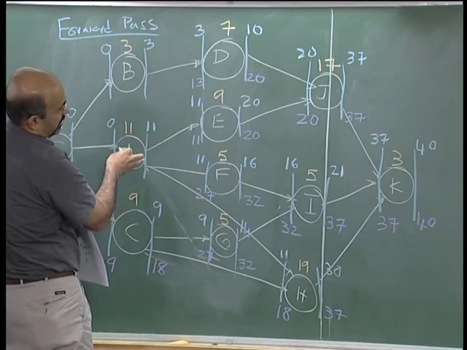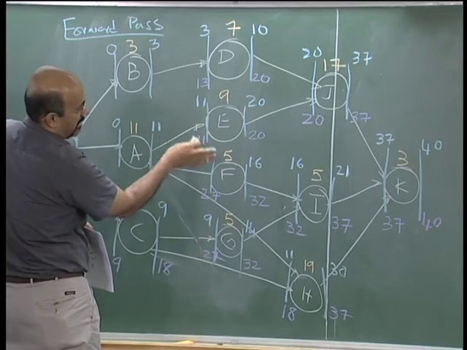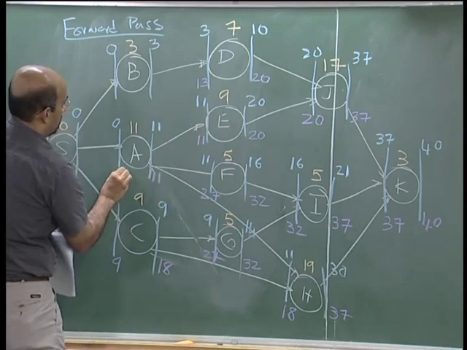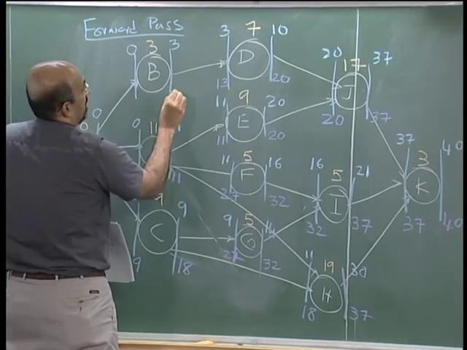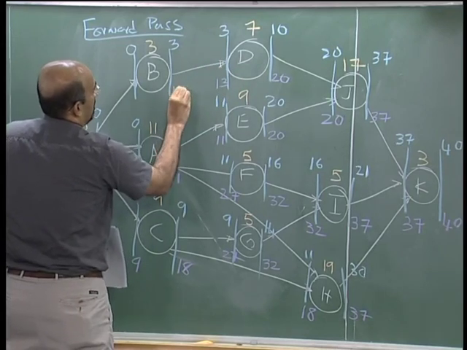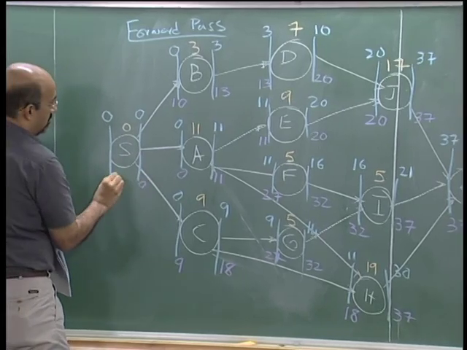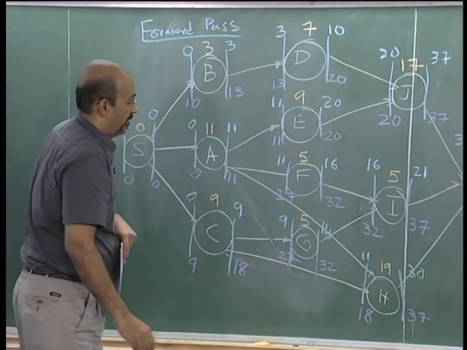Okay, now remember, A has three successors: E, F and H. The least is 11, 0. Here there's only one successor, 13, 10 and 0, 0. So we have finished the backward pass.